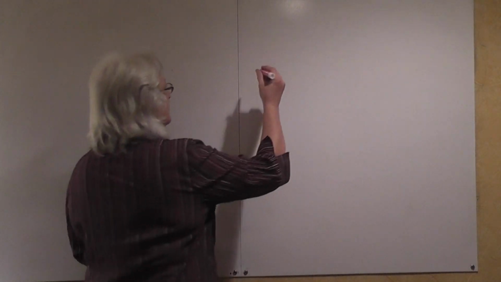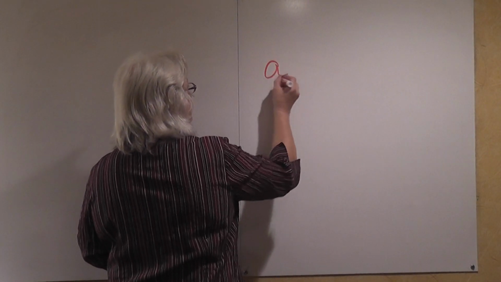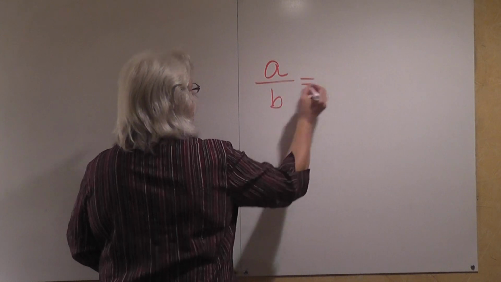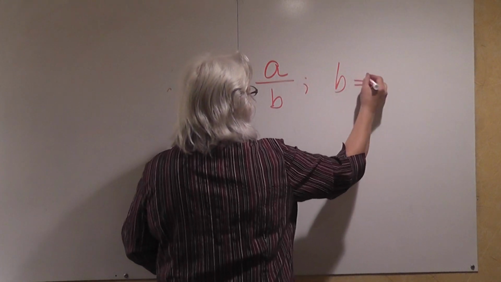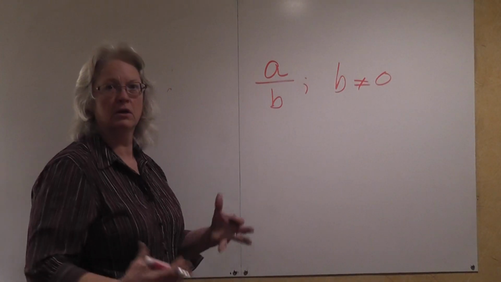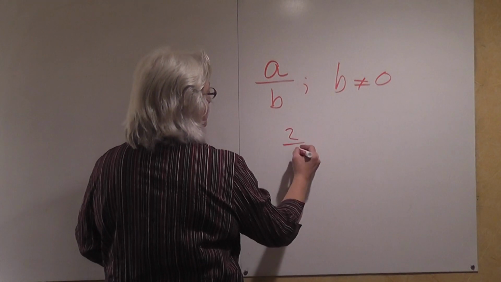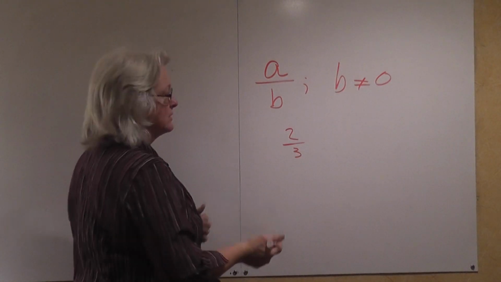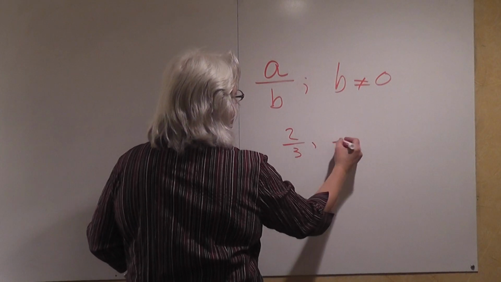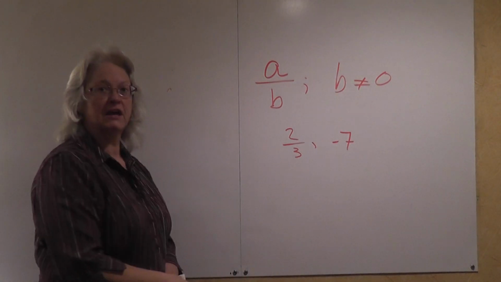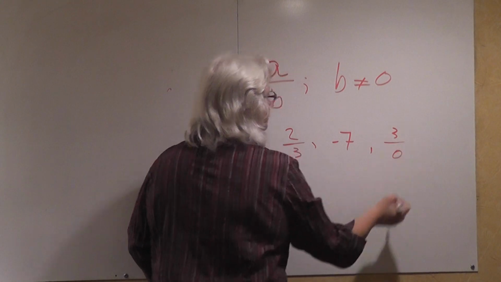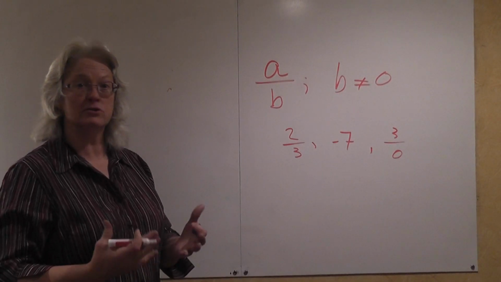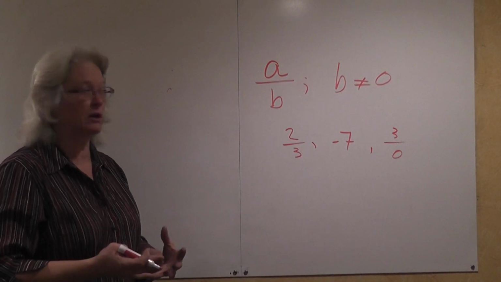And as I just said at the beginning, I alluded back to the fact that we had learned that a rational number was something that could be written in the form a over b, but b had to be different from 0. So b could not be equal to 0. So if we had 2/3, that's a rational number. If we have -7, that's a rational number. But if we have something that looks like 3 divided by 0, that's not a rational number, because we learned that division by 0 is not legitimate.